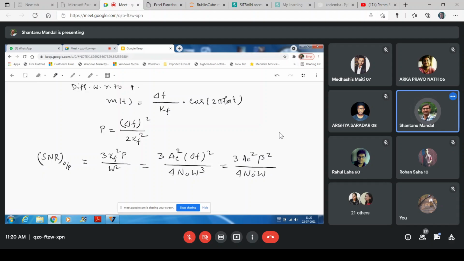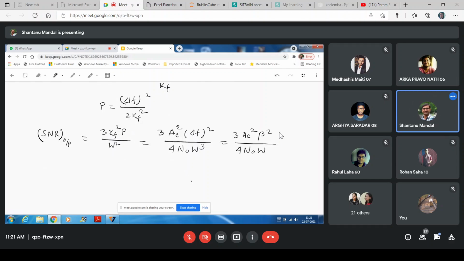Where beta equal to del F by W. Now SNR output by SNR input is equal to 3 by 2 into del F by W square.